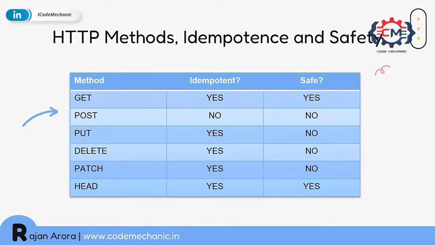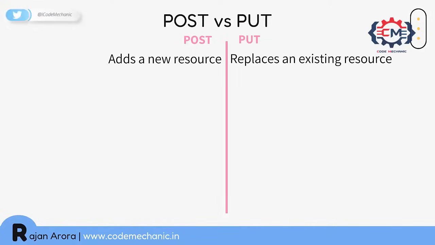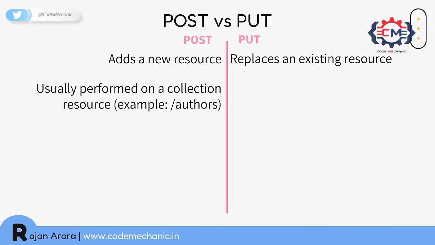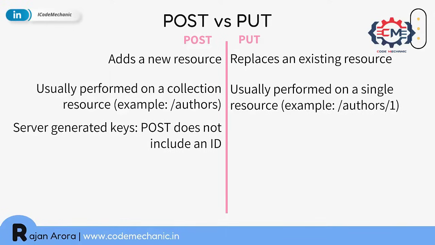It will help a lot when you are considering which verb is most appropriate for a given operation you are designing. Post and put are similar in that they each alter server state and typically send data in the body of the request. However, post is all about adding new resources, while put replaces the details of an existing resource. You should typically design your route so that posts are made to the collection resource and puts are made to the specific single resource. If you are generating keys on the server, such as with a SQL identity column, then your post request typically should not include the ID value in the route or the body.